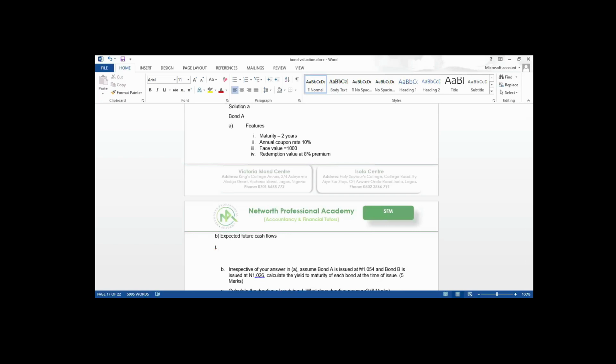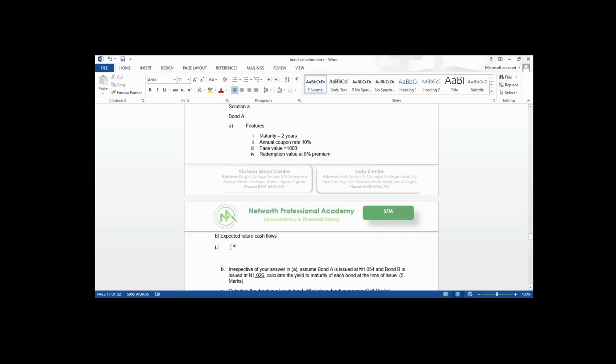Annual interest for year 1 to maturity. What is the annual coupon? 10%. And we said this annual interest is calculated on nominal value. Please compute 10% of 1,000. What do you have? 100.